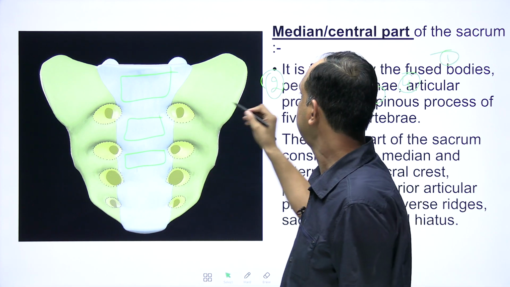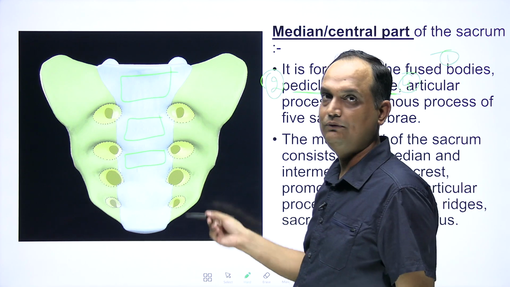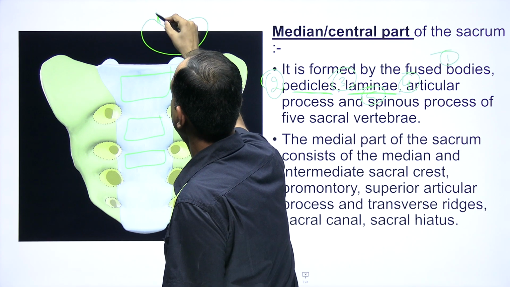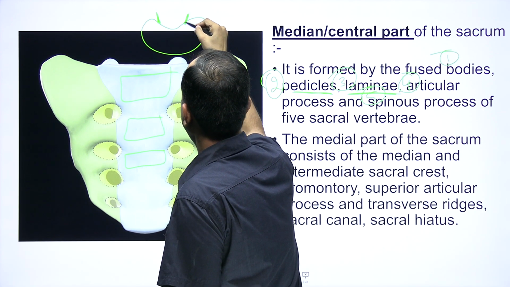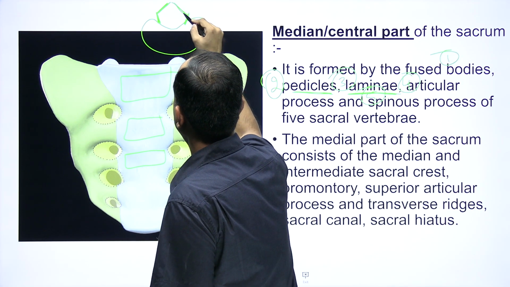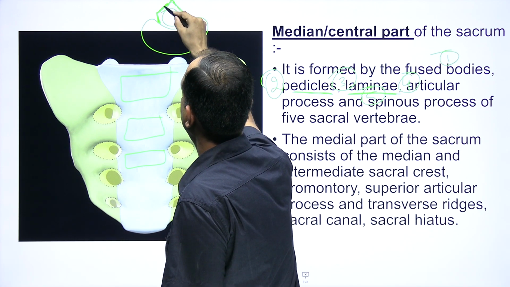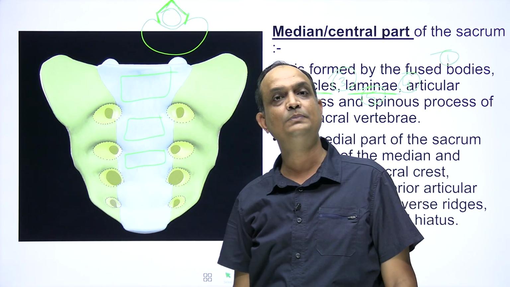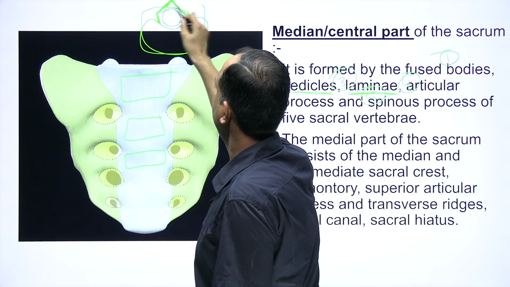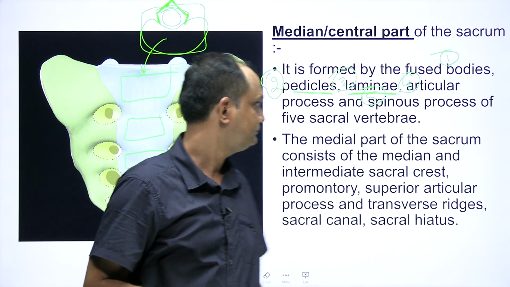Along with that, posteriorly you have the pedicles and laminae. So you know what a pedicle is. When you have the body, from the body you have small projections, and these are known as pedicles. From the pedicles you have the lamina, and between them you have the vertebral canal, and posterior to the lamina you have the process which is known as the spinous process. So this area forms the central part of your sacrum.